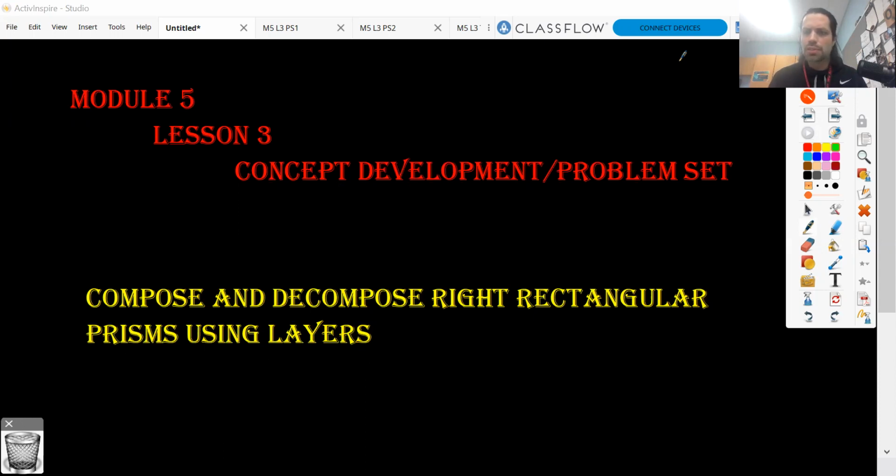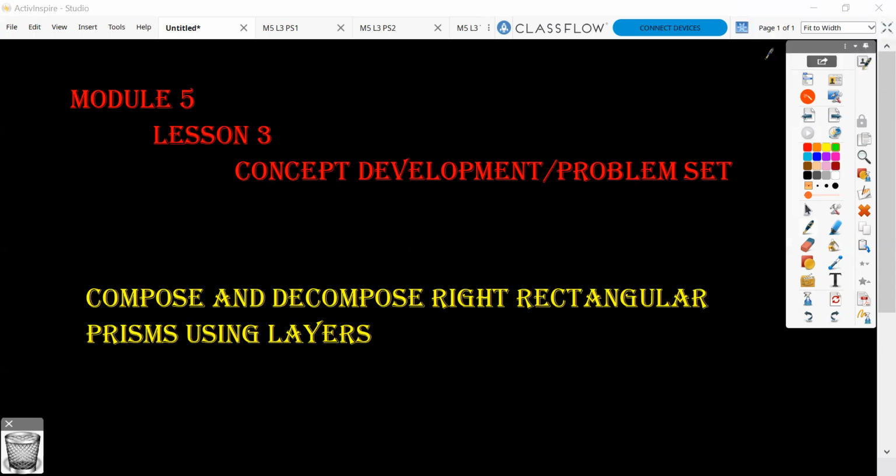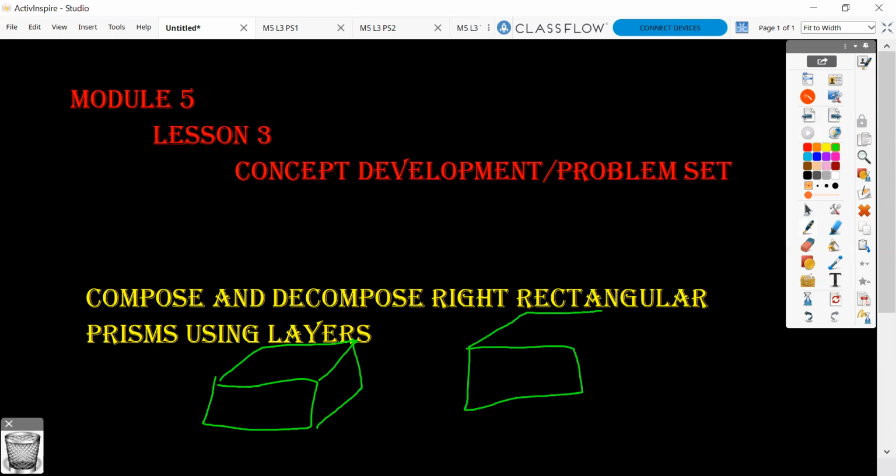So we're going to compose and decompose our models using layers. So remember, we first find the area, the bottom layer, and then we start counting up how many layers we have. Well, let me just minimize my face so I'm not distracting.